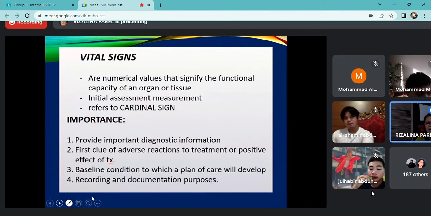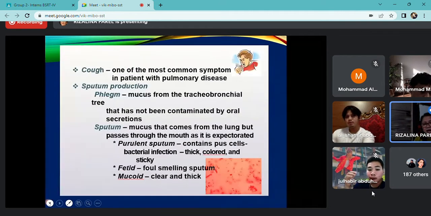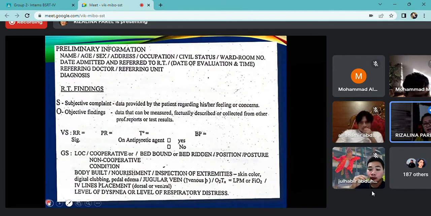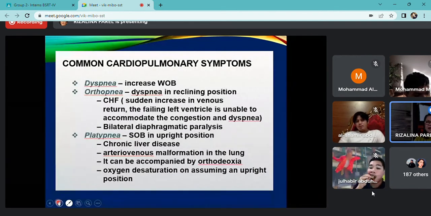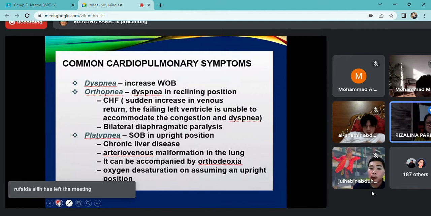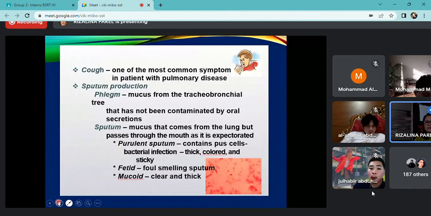Okay, next we have under. Kanina pinag-uusapan natin, andito pa lang tayo sa objective findings. Okay, under SO. Objective findings, we have the vital signs, general survey, then dahil nga na-discuss natin yung ating common cardiopulmonary symptoms and ano yung other detailed na pwede nating maging objective findings in relation to our symptom. Yan na yun, na-mention na natin.